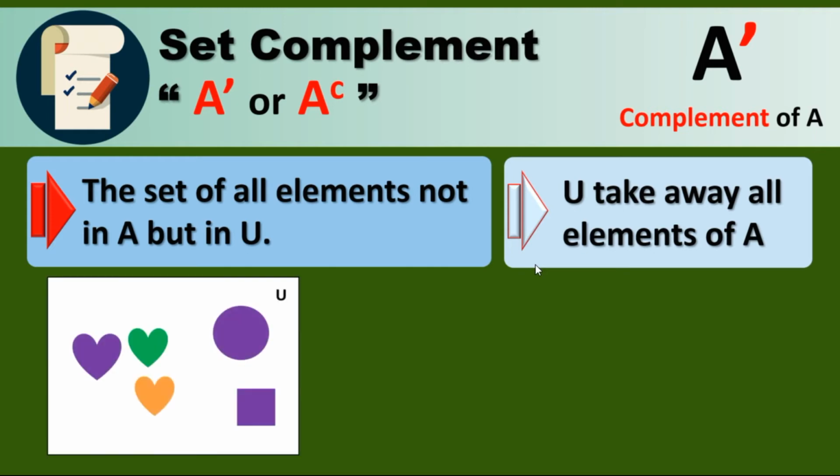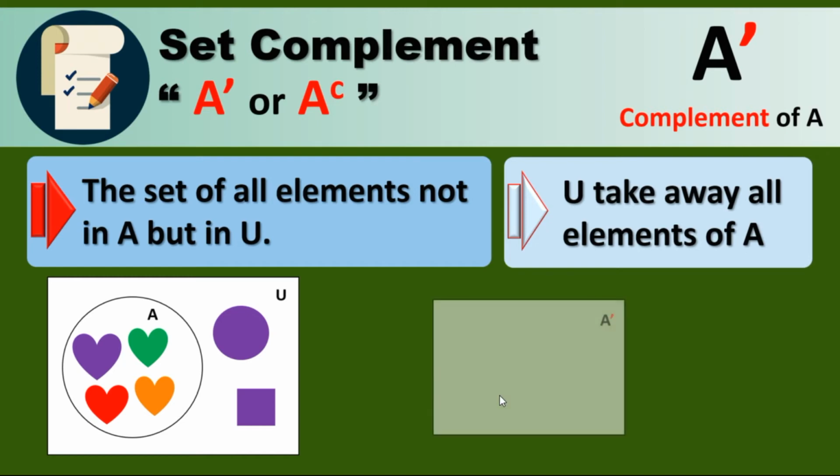If U contains the shapes here and our set A is the set that contains all heart shapes, what is A prime? A prime is actually all elements that is not in A. The square here and the circle.